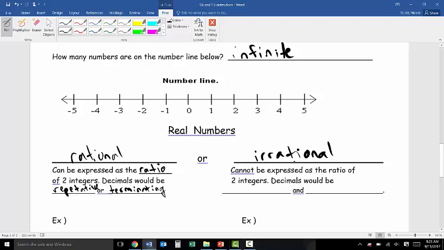Irrational is the opposite. So irrationals are the really ugly numbers that we don't like because they're very annoying to work with. They never end. And they have no pattern.